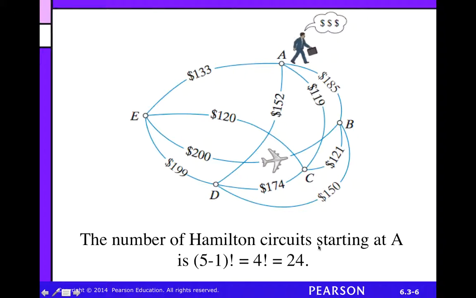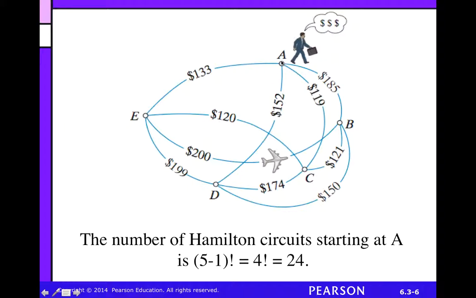Now, why does that matter? Who cares that there are 24 Hamilton circuits starting at A? The reason we care is that this traveling salesman needs to walk a Hamilton circuit, doesn't he? Because a Hamilton circuit, in more vernacular language, is simply an optimal tour of the cities. So he needs to start at A and end at A and visit each of the other cities exactly once. Doing that is a Hamilton circuit. And now we know there are 24 different ways for him to do that.